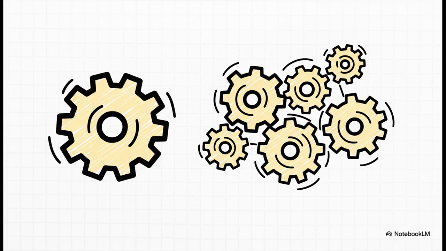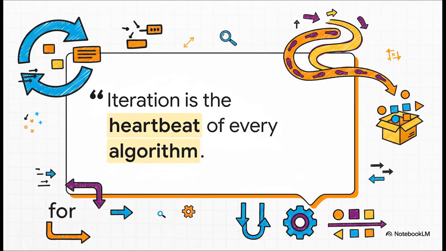They're the tool that lets you process, say, thousands of items, or run a smooth animation, or even just wait for a user to click a button, all without writing thousands of lines of code. And you know what? That's not an exaggeration at all. Iteration really is the heartbeat of every algorithm. It's what lets a very simple set of instructions perform these huge, complex tasks. It's the pulse that actually brings your code to life.